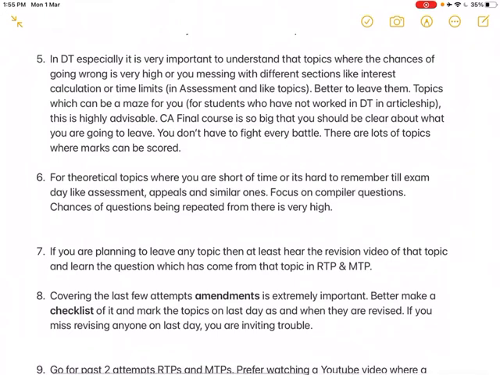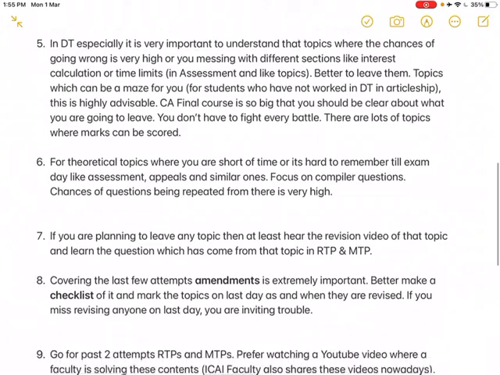For students who have not worked in direct taxation and articleship, it is highly advisable that you just leave these kind of topics. CA final course is so big that you should be clear about what you are going to leave. This is very important and is applicable for every subject. You don't have to fight every battle. There are lots of topics where marks can be scored. Don't go around in the maze, just.